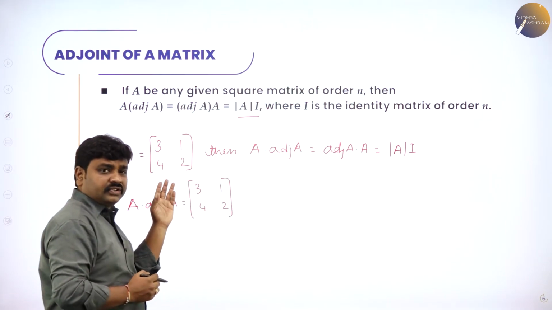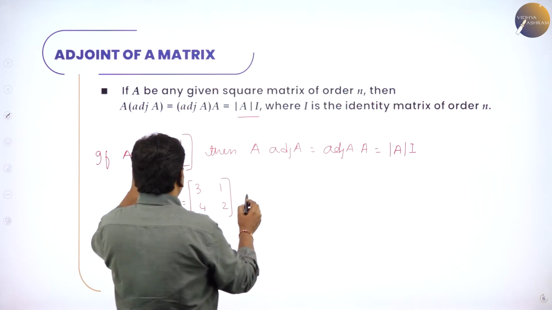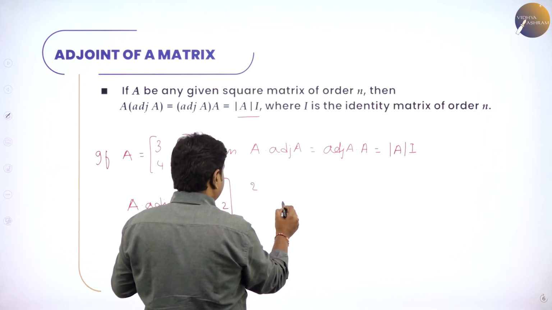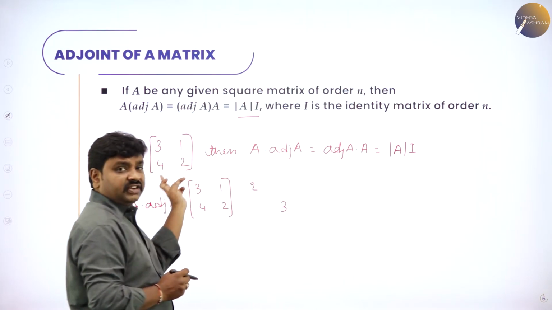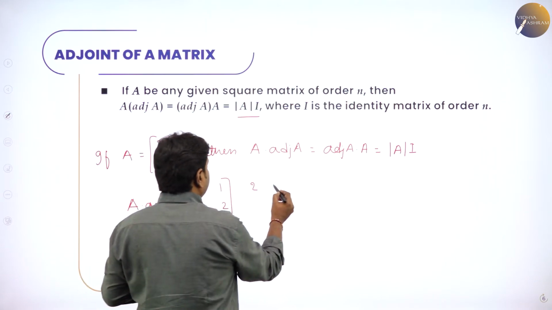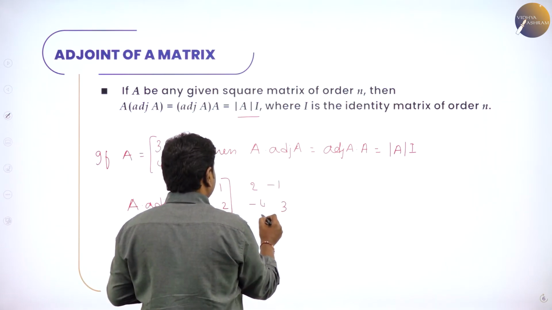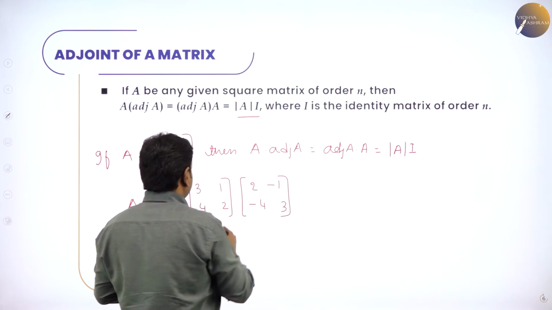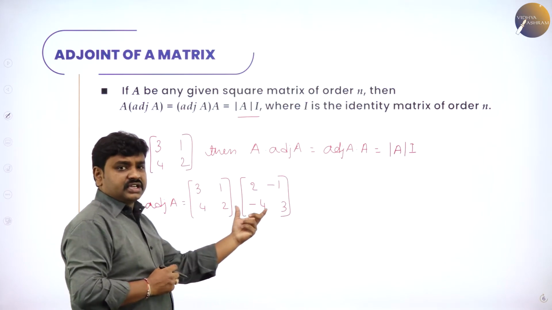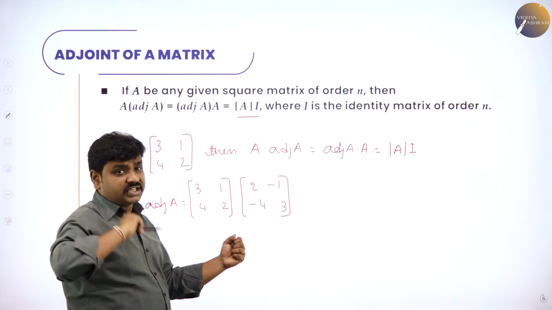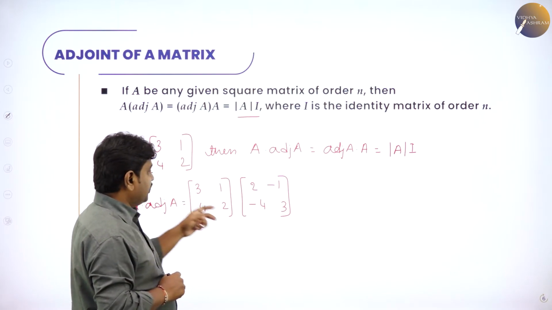How to find the adjoint of this? Interchange the principal diagonal elements, it will become 2 and 3. Change the sign of the secondary diagonal elements, it will become -1, -4. So A is the given matrix. How to find the adjoint of 2 cross 2? In my last session I taught you, interchange the principal diagonal elements and change the sign of the others.